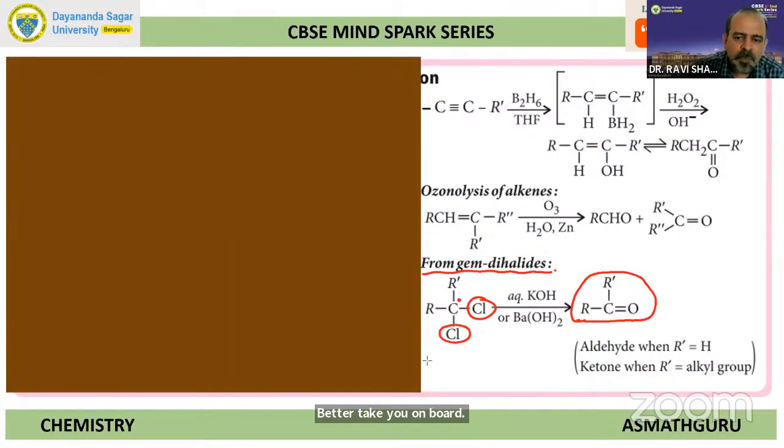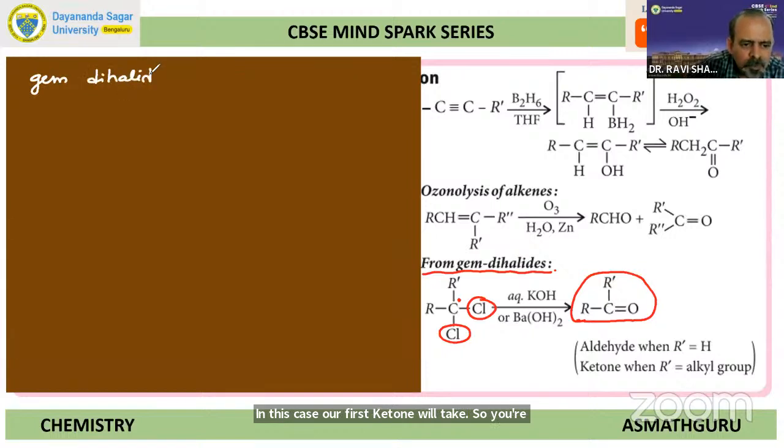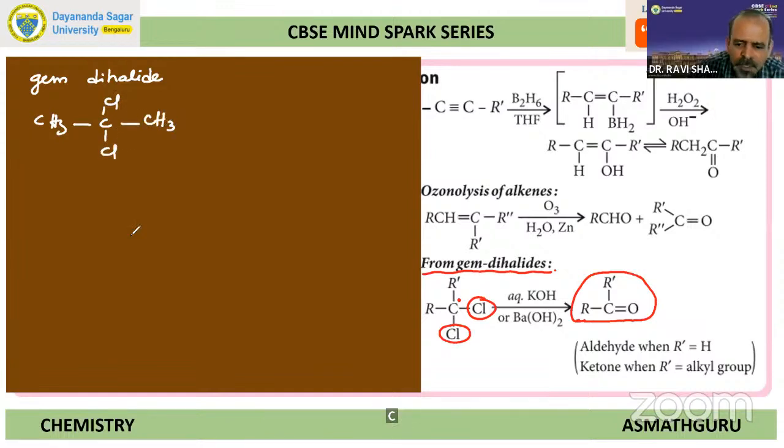Let us take one chalk piece, a white chalk piece. Sir, how to get an aldehyde in this case, or first ketone we will take. So you've taken a geminal dihalide. What is a geminal dihalide? I will take CH3, CCl2, CH3. This is a geminal dihalide. First, what we have to do is treat with aqueous KOH.